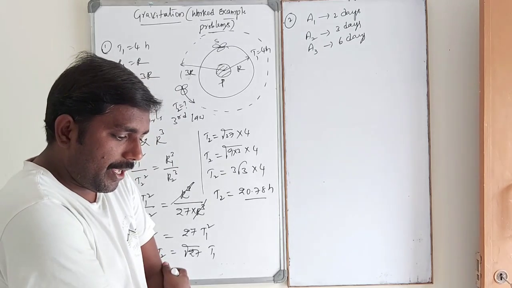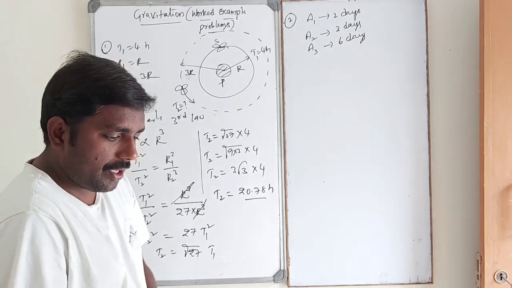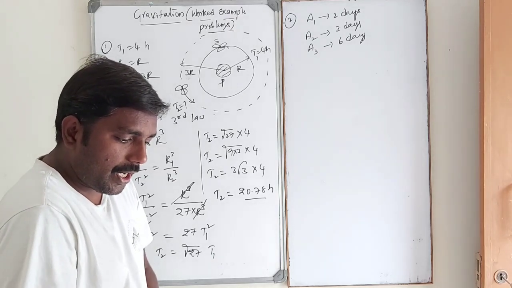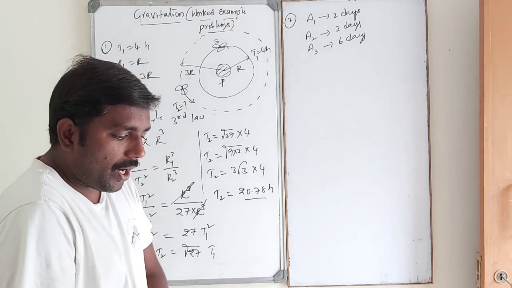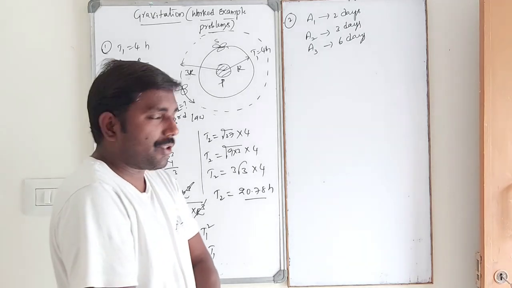Okay, so area A1 in 2 days, A2 in 3 days, and A3 in 6 days. What is the relation between A1, A2, A3?